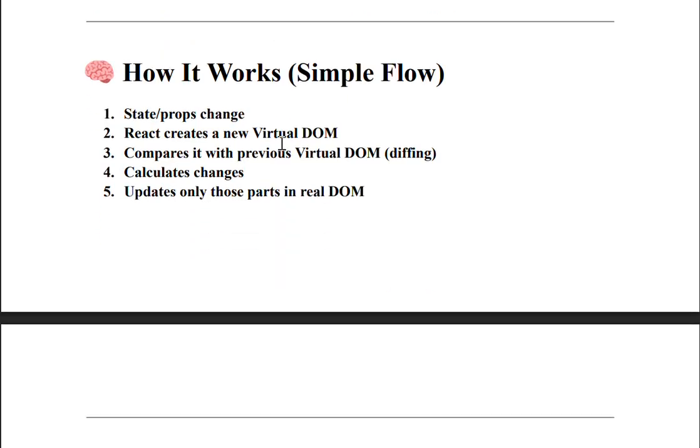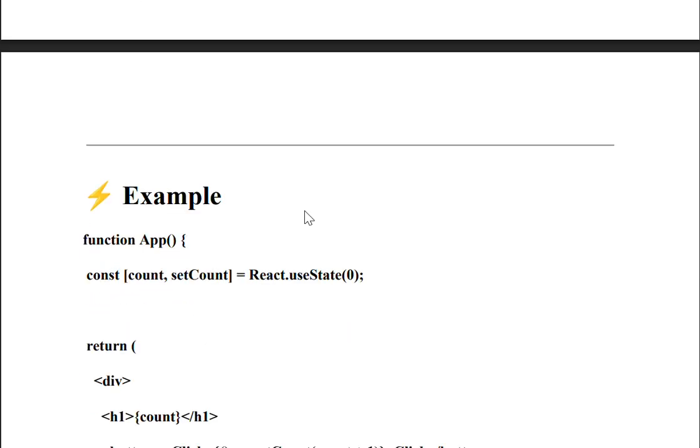So how will it work? Let's check the flow. First, the developer changes the state or props. Then a new virtual DOM is created. The new virtual DOM is compared with the older virtual DOM using the diffing algorithm. While comparing, it will find the changes. Only that minimal set of changes will get updated in the real DOM. So this is the flow.